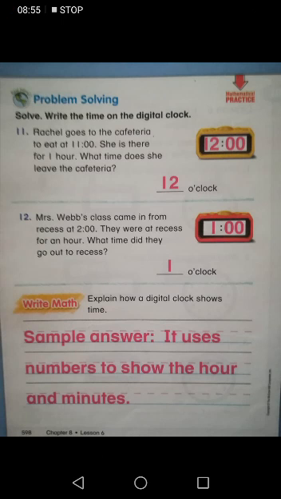Exercise 12. Mrs. Webb's class came in from recess at 2 o'clock. They were at recess for 1 hour. They spent 1 hour at recess. What time did they go out to recess? What time did they start recess? They finished at 2, so it is 1 hour before 2. What time did they start recess?